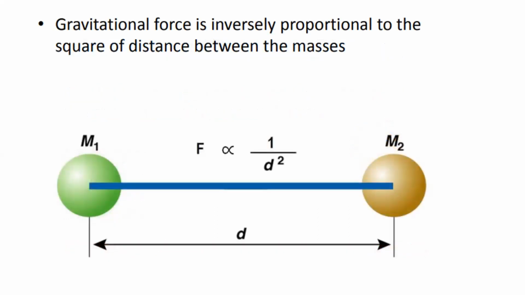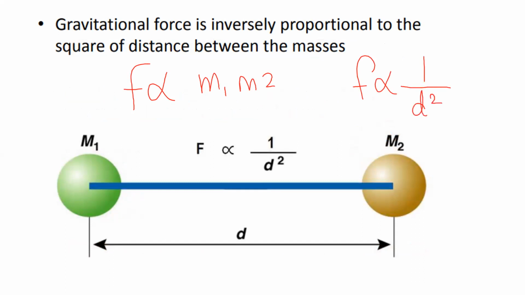So it is inversely proportional to the square of the distance. The force depends on the two masses, and it is inversely proportional to the distance squared. Gathering them, the force depends on the product of the two masses over the distance squared.